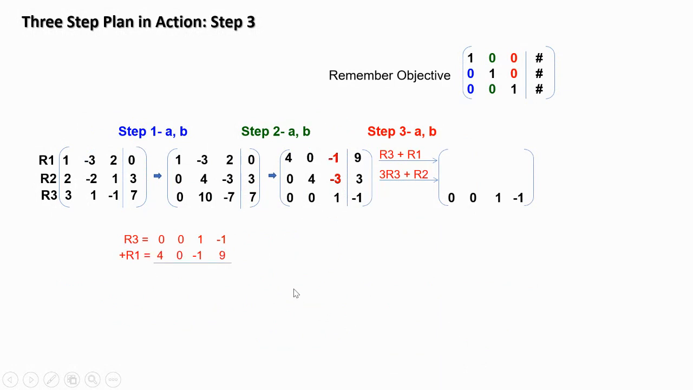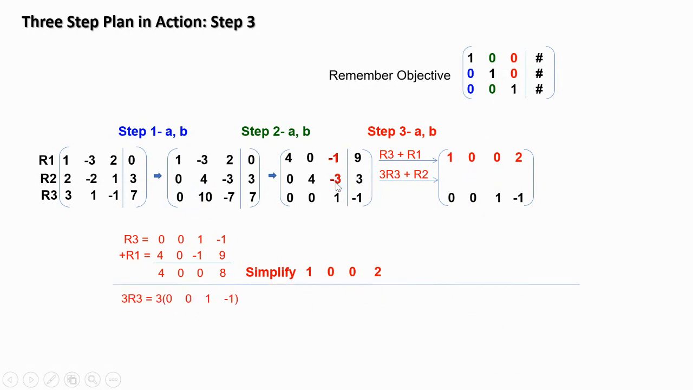Row 3 plus row 1 gives us 4, 0, 0, 8. And again, we simplify as we go along. We divide everything by 4 because the objective was to make all these ones. So if you follow my method, guys, you cannot go wrong, and you eliminate all the fractions until the very end. So we divide everything by 4. So we get 1, 0, 0, 2. So that's my new row 1.